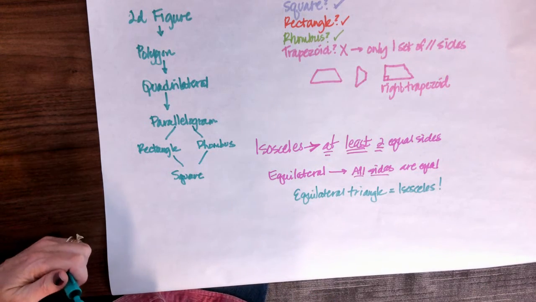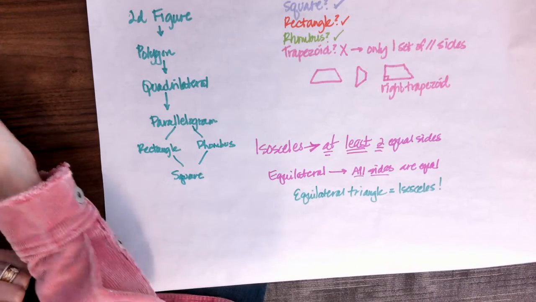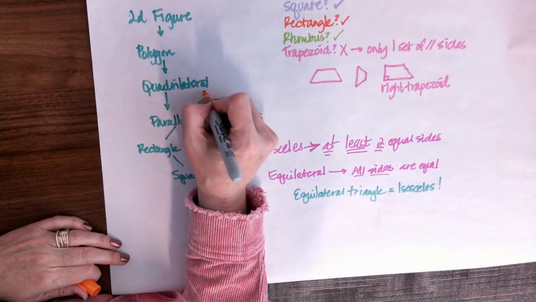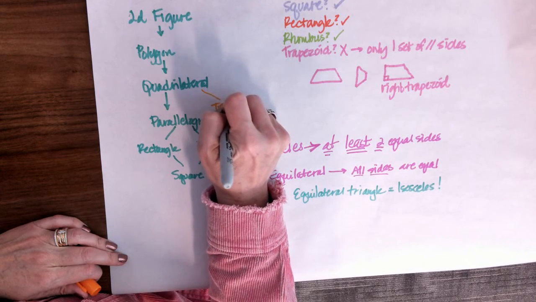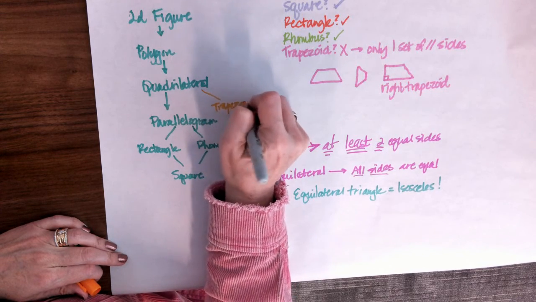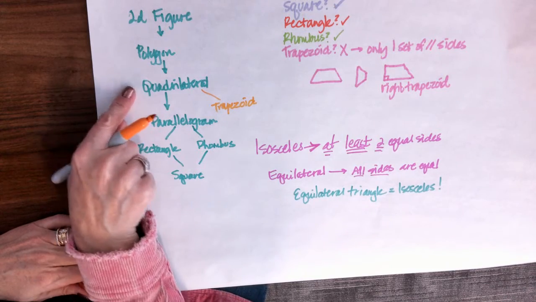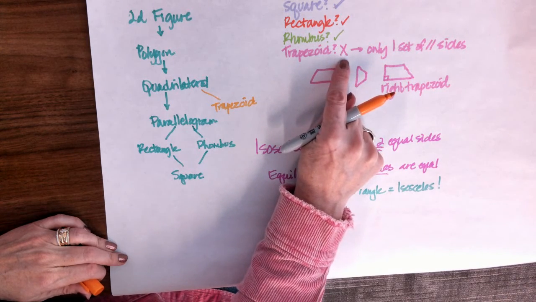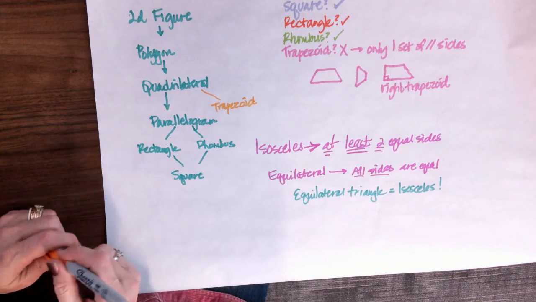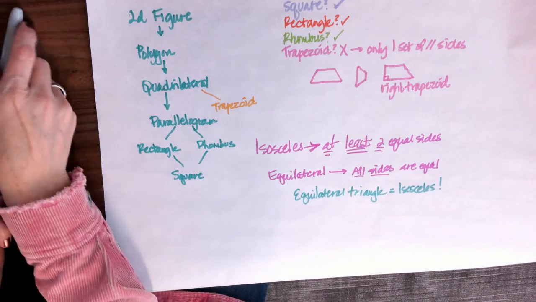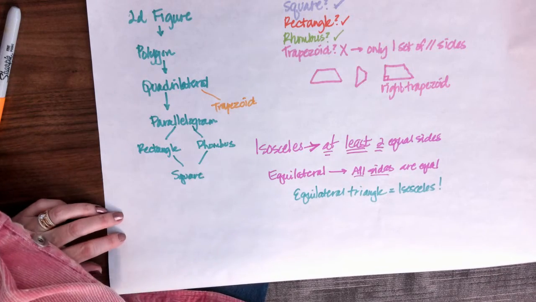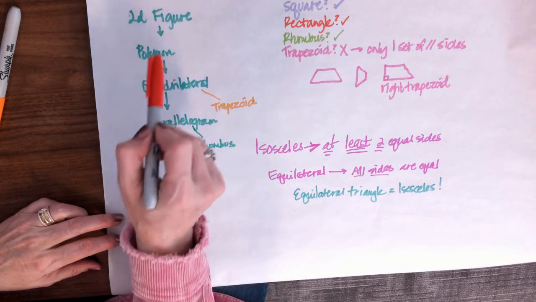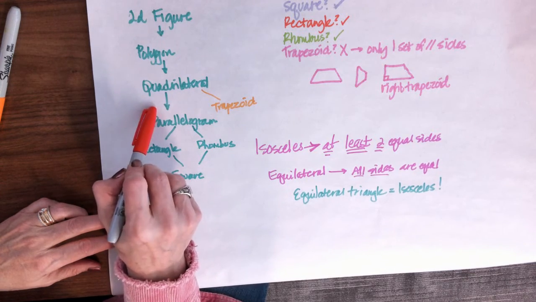Now, if I want to think about one more specific thing on this hierarchy for quadrilaterals, I would have to put a trapezoid. But remember, it has to live out here. It is a quadrilateral, but it can't go under parallelogram, because remember, we proved it's not a parallelogram. And last, what about these triangles? Well, triangles can live on this hierarchy too, because they are 2D figures. They are polygons, but they're not quadrilaterals.